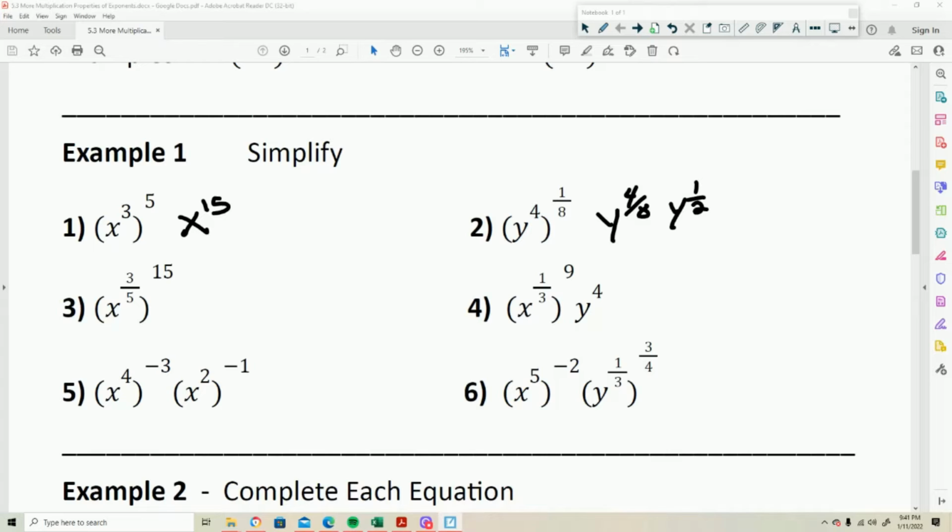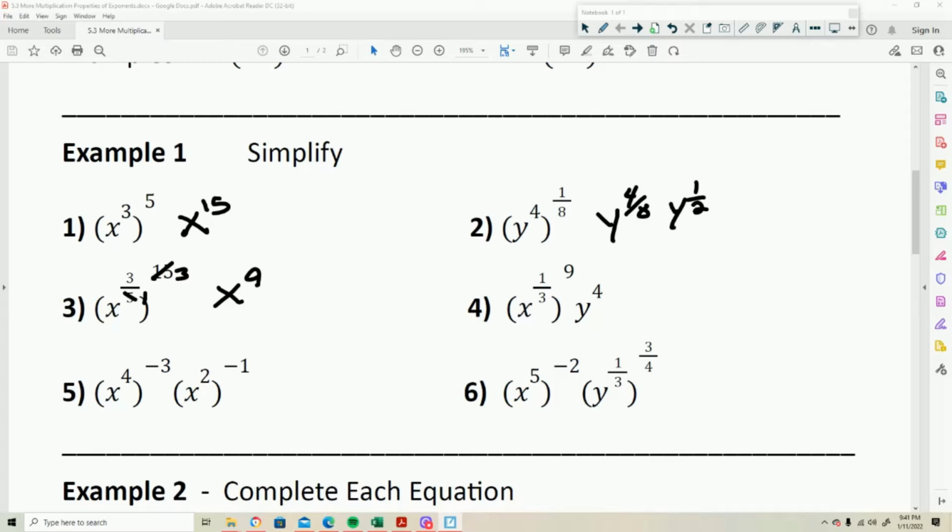Okay, looking at the next one, I've got x to the 3/5 to the 15th power. I am multiplying, but since I'm multiplying, I can certainly cross reduce. That's going to be a 1, and that would be a 3. Then it's just 3 times 3 is 9. So I get x to the 9th power. If you don't like that, just 15 times 3 is 45. 45 divided by 5 is 9. Okay, you can do it that way, but it's x to the 9th power.